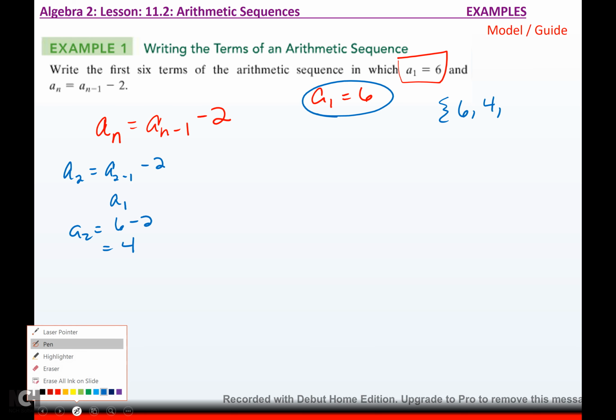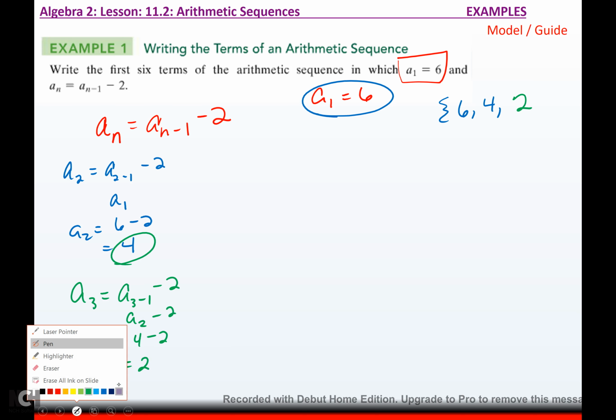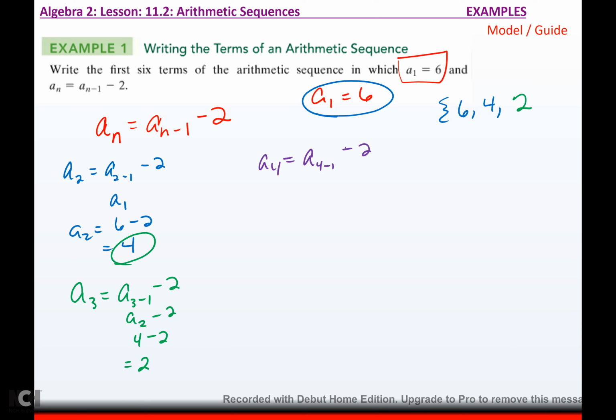To get a sub 3, that's going to be a sub 3 minus 1 minus 2. 3 minus 1 is 2. A sub 2 is 4. 4 minus 2 is 2. So a sub 3 is 2. A sub 4 will be a sub 4 minus 1 minus 2. 4 minus 1 is 3. A sub 3 is 2. 2 minus 2 is 0. So the fourth term would be 0.